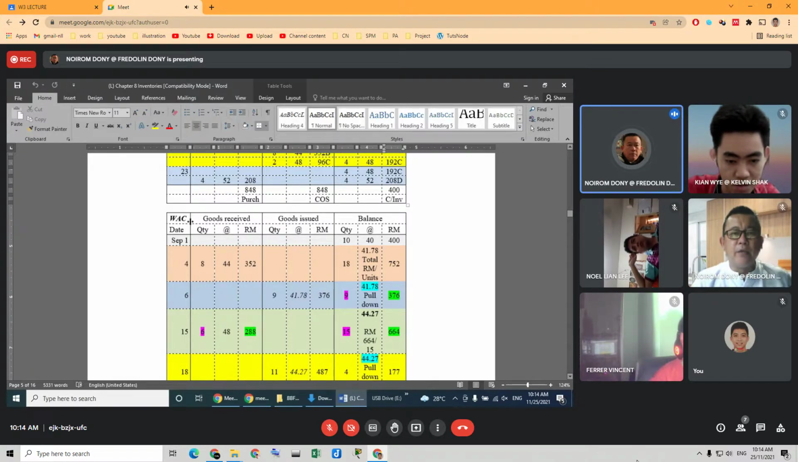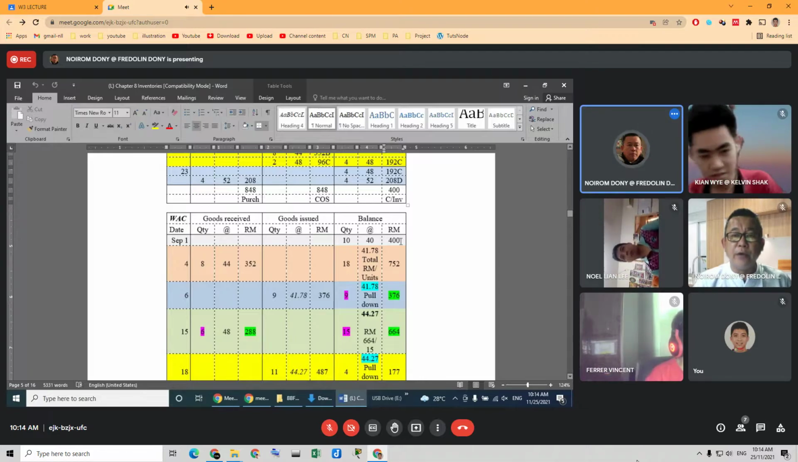Now, for the opening balance, September the 1st, we record it into the balance column only. So 10 units existing, with the cost per unit 40, so total value 400. 10 times 40, 400.